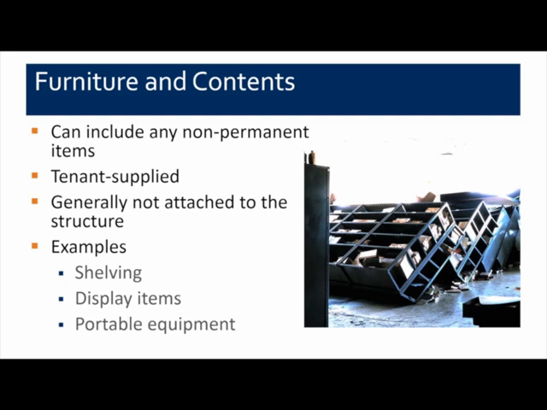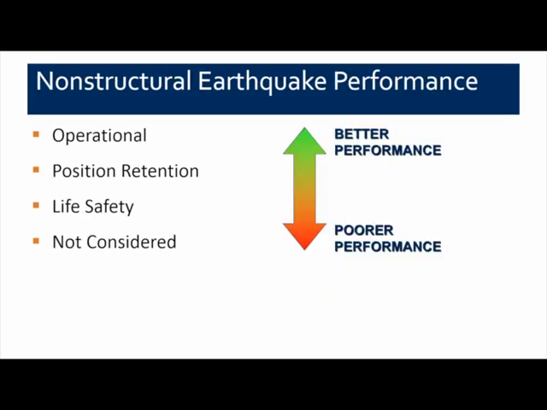And finally, we have things that are non-permanent items within the building, usually tenant-supplied items that are the contents. These generally are not well attached to the structure, if at all. And some of the more typical things that can cause problems would be shelving and other things that are on display or portable pieces of equipment.